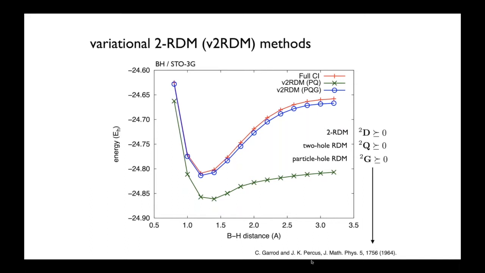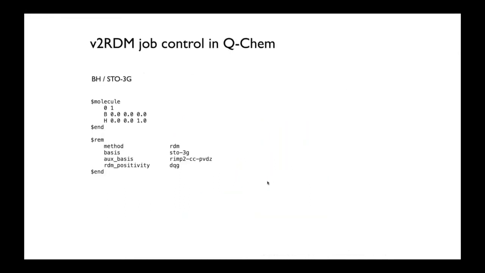They're the PQG conditions of Garrett and Perkis. But it's only been in the last, I don't know, couple decades where advances in semi-definite programming techniques and computing hardware have gotten to the point where these are completely trivial calculations. Now, you too can perform such trivial calculations in Q-Chem.